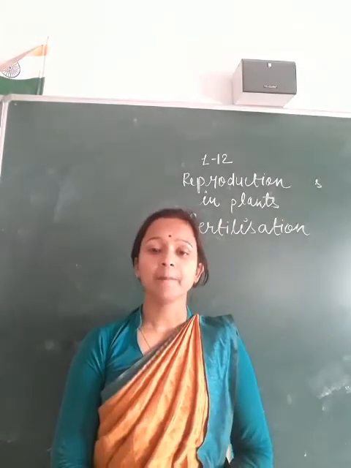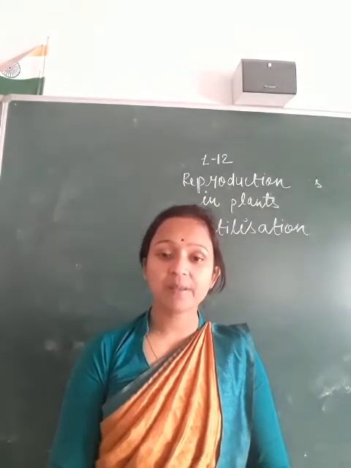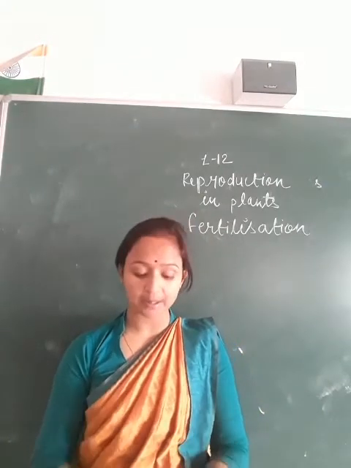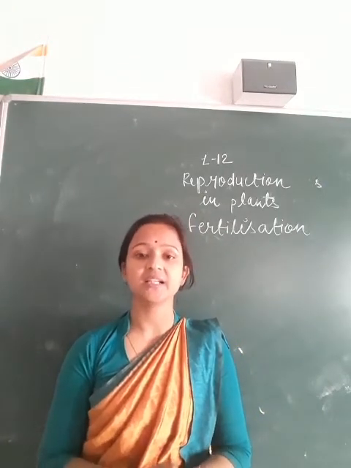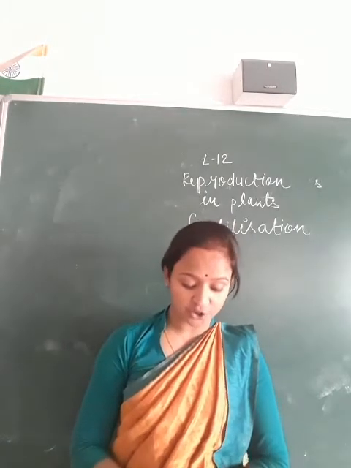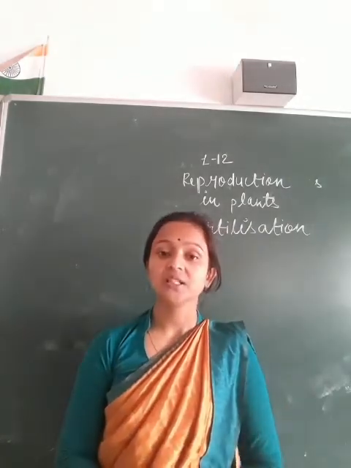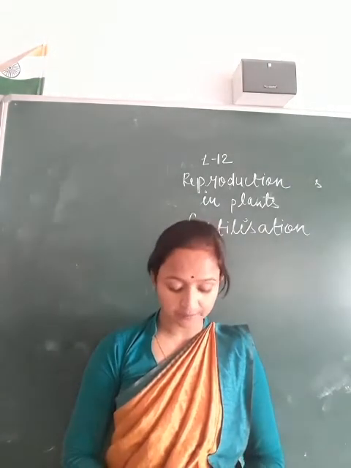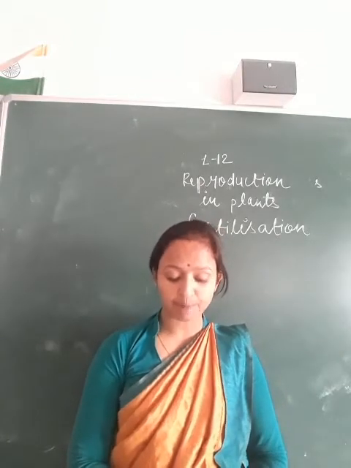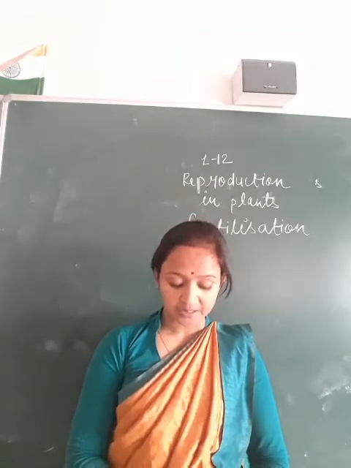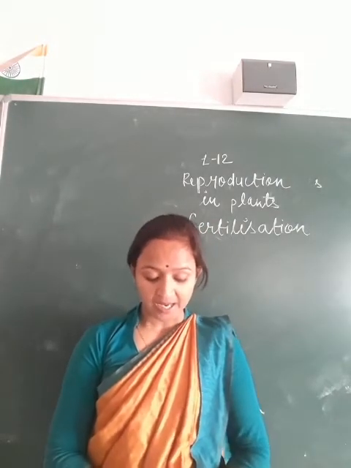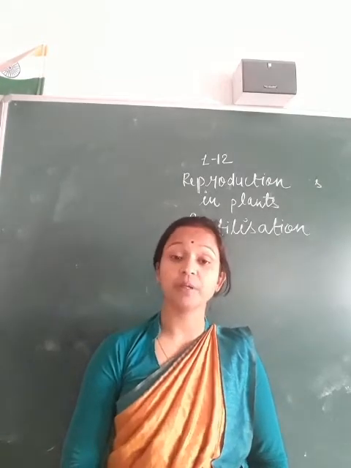Fusion of male gamete and female gamete is called fertilization, and fertilization is a step between pollination and the seed formation. During fertilization, the following events take place. First, the pollen grains germinate on the stigma and pollen tubes develop. The pollen tubes move downwards into the style, and the pollen tubes are the carriers of the male gametes.